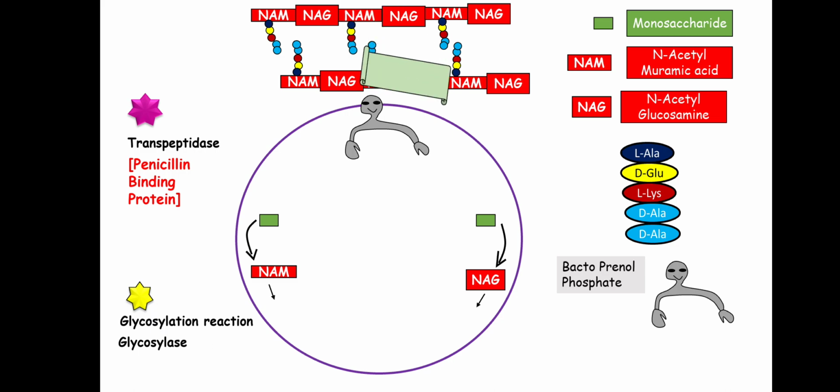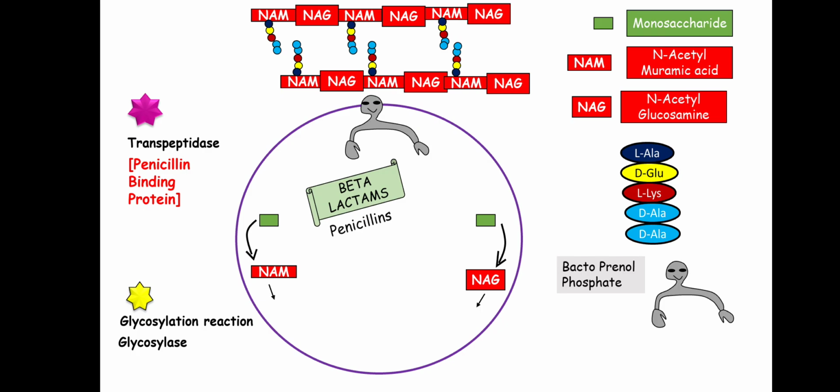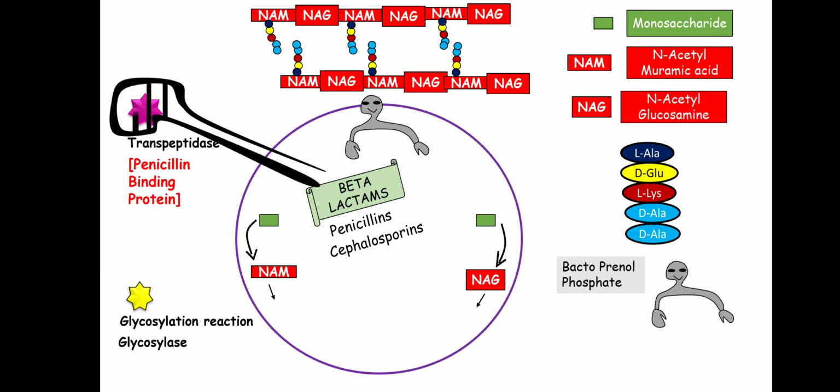Now we shall start our discussion with the first antibiotic, that is beta lactams. The two important beta lactam antibiotics are penicillin and cephalosporin, and we know that these two antibiotics mainly act by binding with the penicillin binding protein, which is nothing but your transpeptidase enzyme.